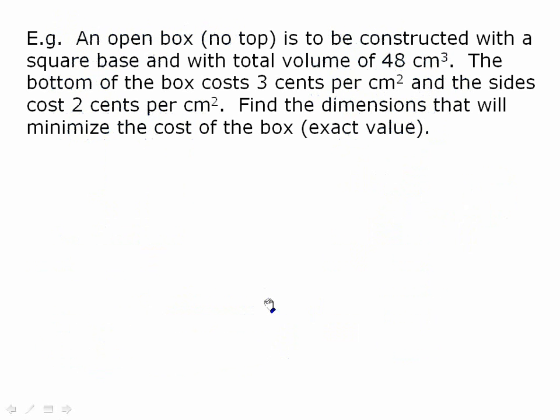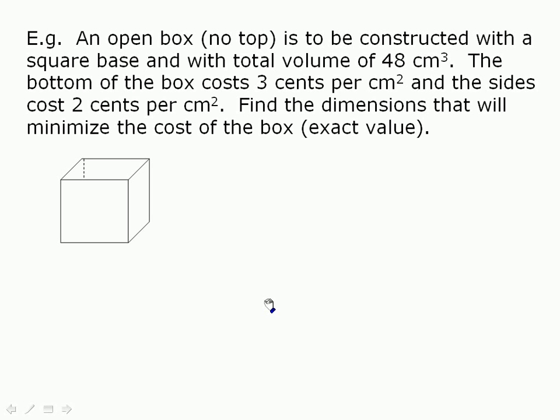Now the next one looks similar. We have an open box with no top, and it's going to be constructed with a square base and with a total volume of this much. And here, though, we're getting some price amounts. The bottom costs this much, 3 cents per square unit. Sides that much. Get the dimensions that will minimize the cost of the box. And this time it's an exact value.